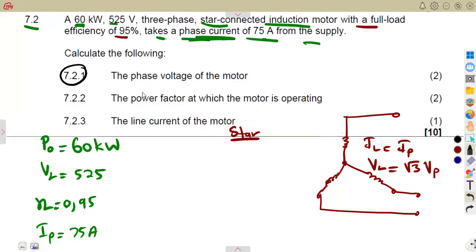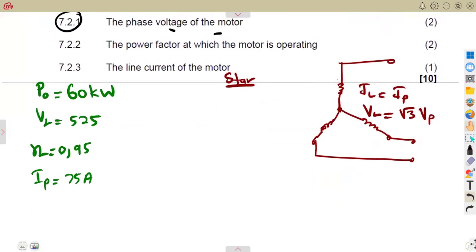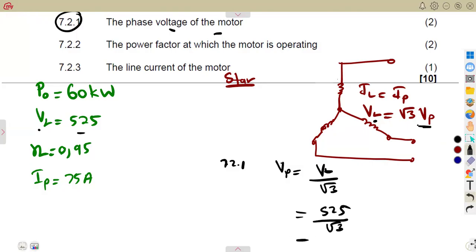All right, 7.2.1, the phase voltage of the motor. We need the phase voltage. We are given the line voltage, so we can relate from this formula. If we make VP the subject, VP is equal to VL over the square root of 3, where VL is the line voltage of 525 volts. So divide by the square root of 3, that was going to give us the phase voltage in this case, and that was going to be 303.109 volts. So thus we've got the phase voltage.